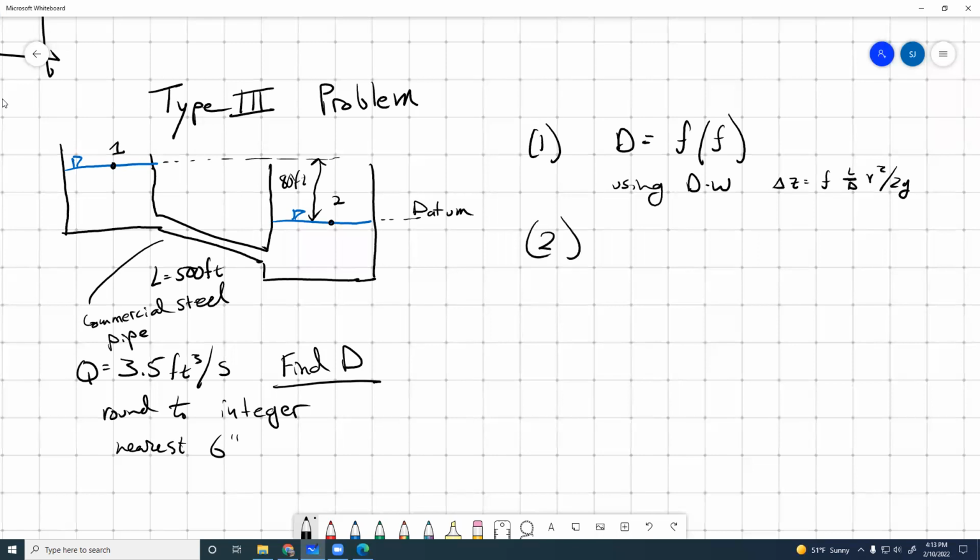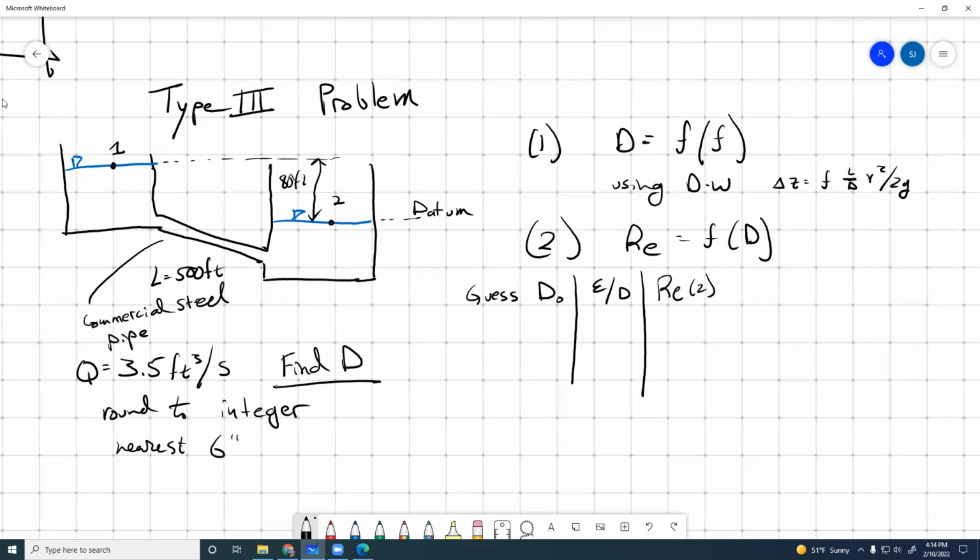And then our second equation is going to be very similar, right? In this case, Reynolds number is equal to a function of diameter, because we know velocity. And then here's your algorithm. We're going to first guess D, so D naught. Then we can calculate E over D. Then we can calculate the Reynolds number based on D, right, from equation 2.